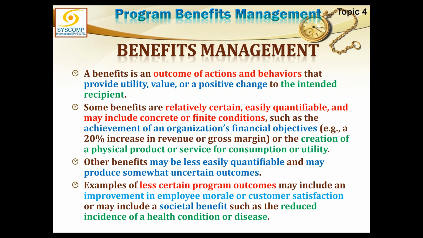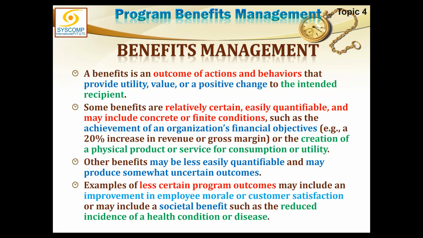Other benefits may be less easily quantifiable and may produce somewhat uncertain outcomes. So maybe I am doing a program to make the nation happy. How happy have I made the nation? How much happier do I want to make the nation? It is very difficult to ascertain the exact level of happiness I am trying to achieve. Examples of less certain program outcomes may include an improvement in employee morale, just like happiness, or customer satisfaction, or a societal benefit such as the reduced incidence of health conditions or disease.